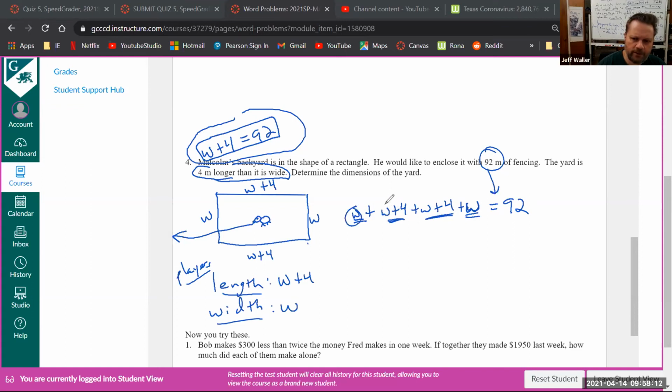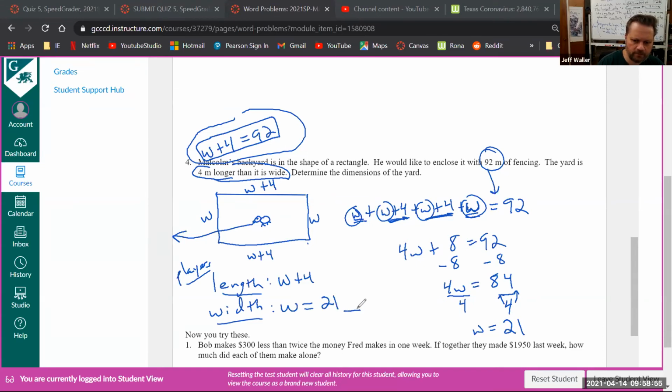So what are we getting for solving this? What do I get when I get my like terms together? 4W plus 8 equal 92. And so this is not too bad, right? Subtract 8. And then divided by 4. W equals 21, I think. Yep. 21. So the width is 21 what? 21 meters. Good. The length then has to be 25. You just add 4 to the width.